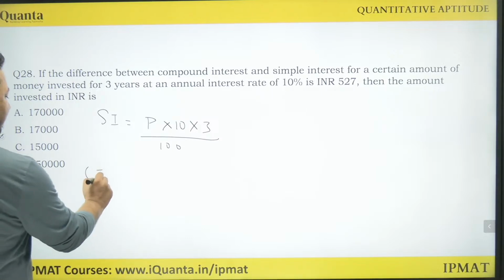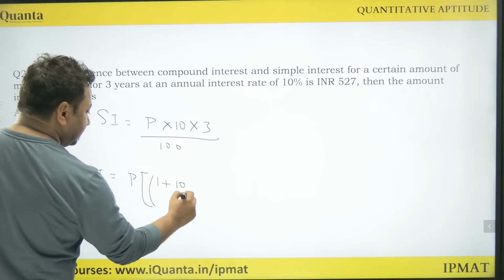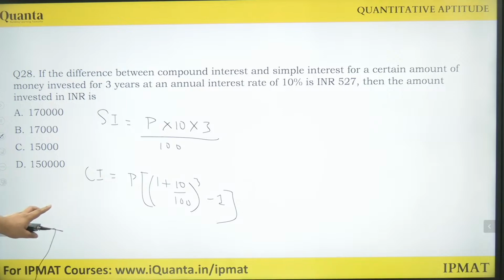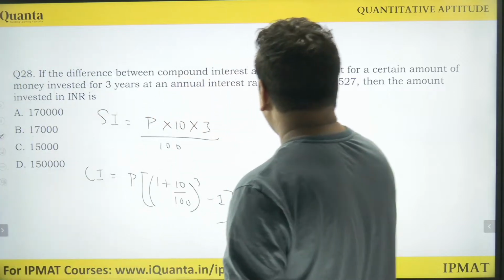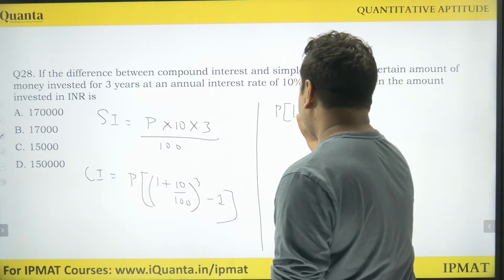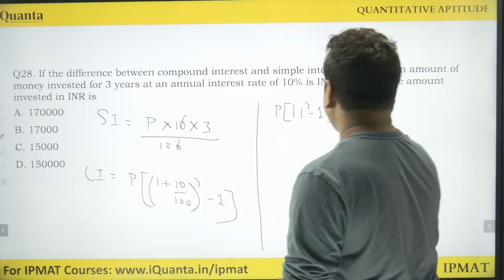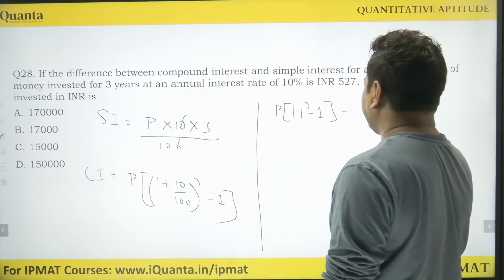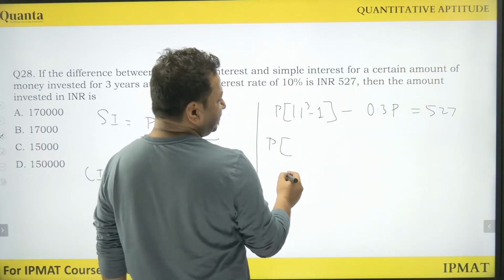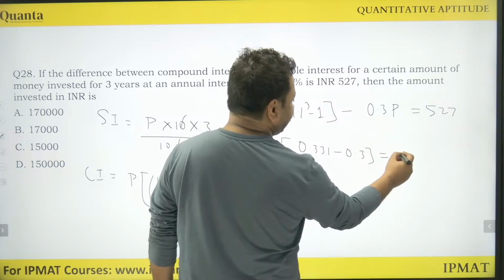And in case of CI, we'll be having P times (1 plus R by 100, that is 10 by 100) to the power 3 minus 1, because if I do not put minus 1, it will be amount, but we need the interest. So the difference between these two is given as 527. Okay. So here I'll get P times (1.1 cube minus 1) minus 0.3 times P is equal to 527. Okay, taking P common, 1.1 cube is 1.331, minus 1 is 0.331, minus 0.3 is given as 527.